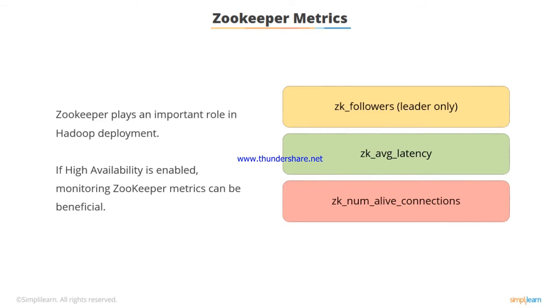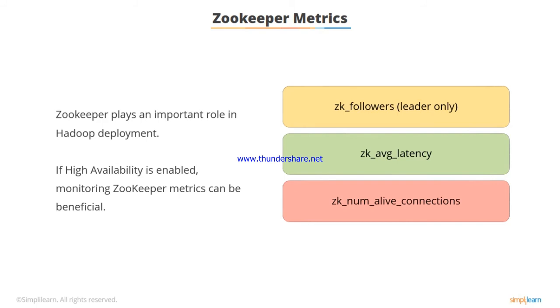ZK_followers, leader only. The number of followers should equal the total size of your Zookeeper ensemble minus 1. The leader is not included in the follower count. If the ensemble fails to maintain the quorum, then all the automatic failover features are suspended.